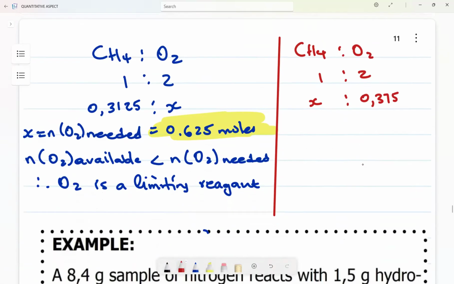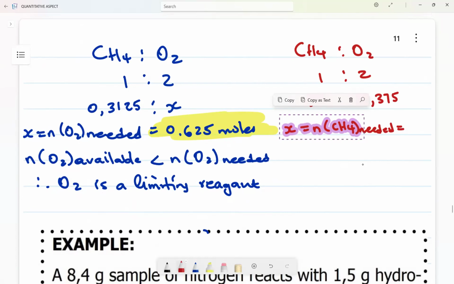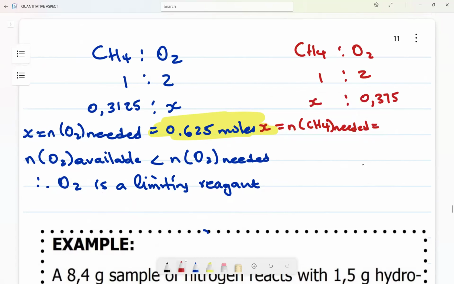0.375. Now when you do the mathematics, it's going to be 2 multiplied by x, so 2x. It is equal to 0.375. Then when you solve for x, which is the same as the number of moles of CH4 that is needed, it is equal to how much? When you say 0.375 divided by 2, you get something like, I do not have enough space here, 0.1875 moles.